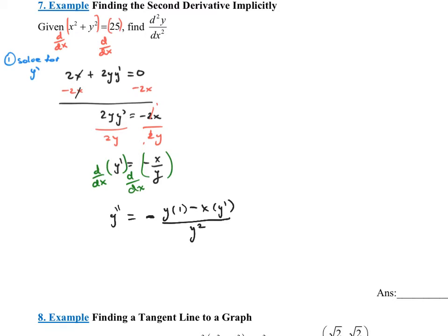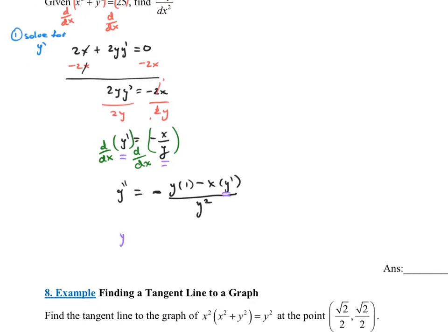Okay, so what's the key to this now? The key is I have to substitute in for y prime into this equation. Y prime is negative x over y. So let's go ahead and plug that in. This would be y double prime is going to equal negative. Well, 1 times y is just y. And then it's minus x times y prime. We know y prime is negative x over y. This is all over y squared.